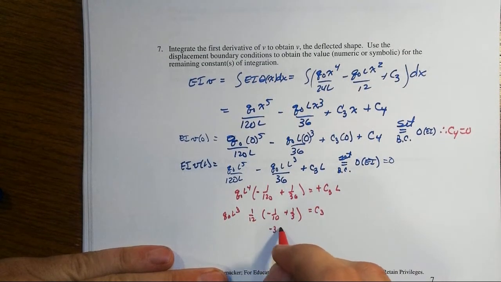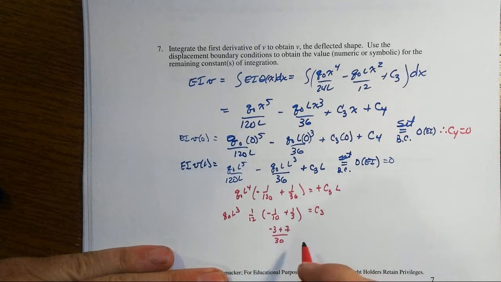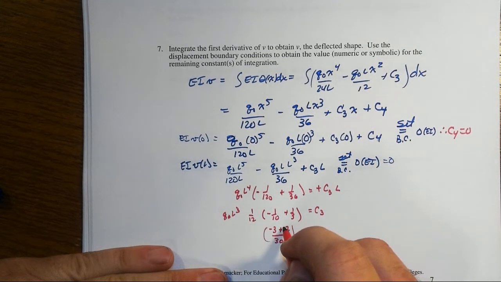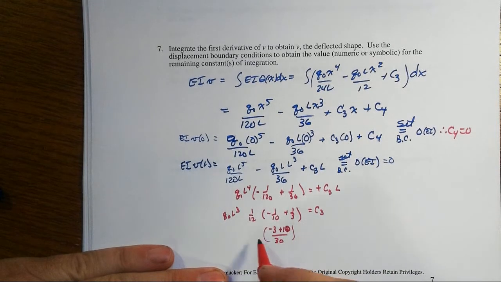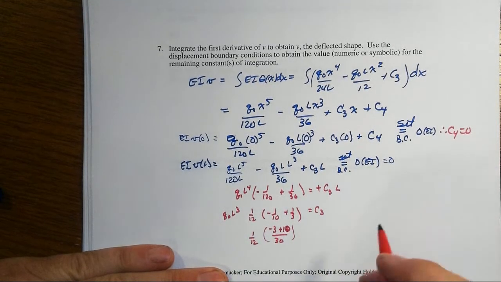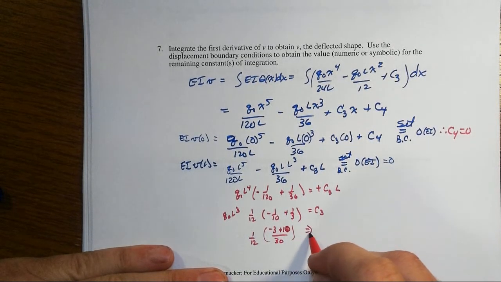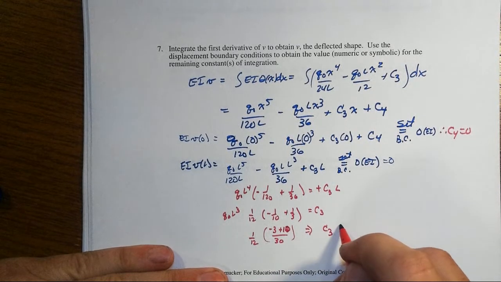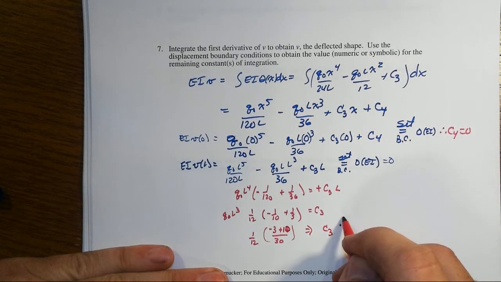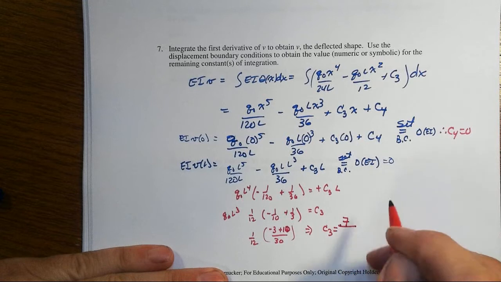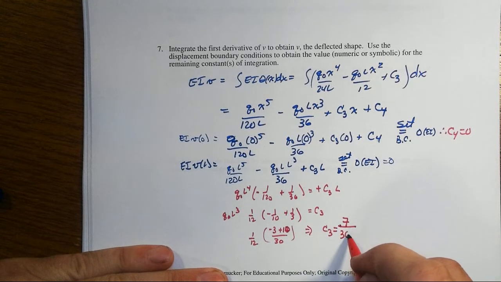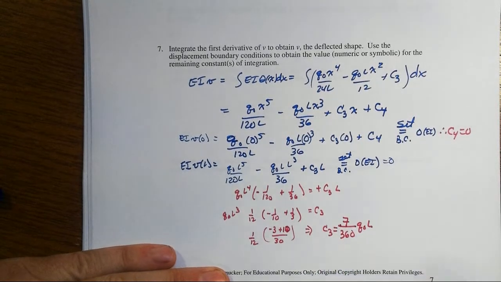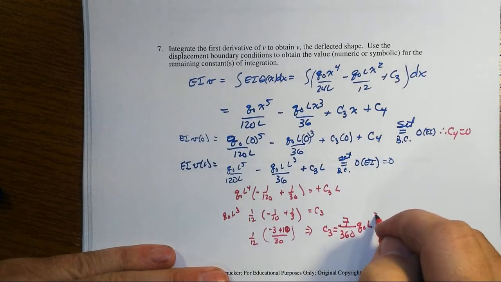Take that to minus 3 plus 7 all over 30. Oops, plus 10. Got ahead of myself there. And that's a 1 over 12. So that's going to be a net that C3 is a positive 7 over 360 Q naught L cubed.